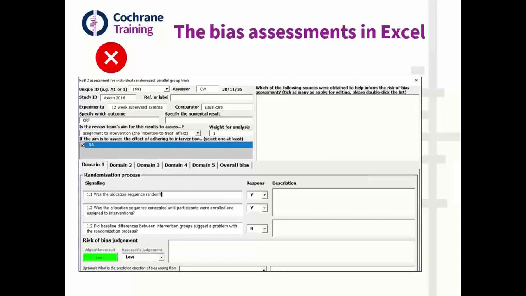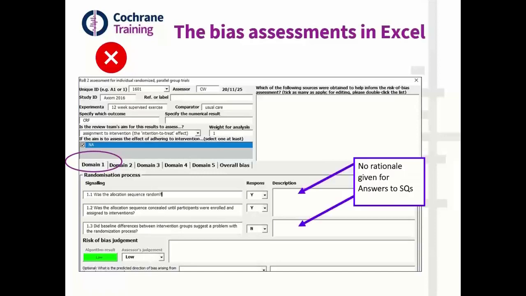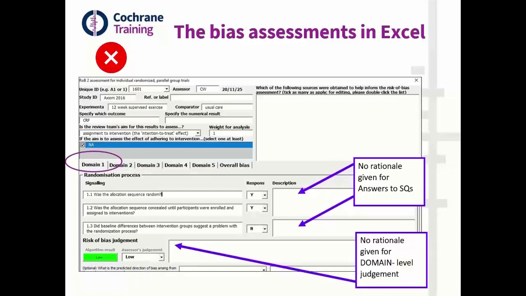So the RoB2 tool uses a series of signaling questions to obtain a judgment for bias for each domain. This is the input screen in Excel, and we are looking down here at the domain tabs. And in this view, we have a problem because the authors have completed their signaling questions, but they haven't provided a rationale or a support for those answers. And also, they've not given rationale or support for their risk of bias judgment overall at the domain level.